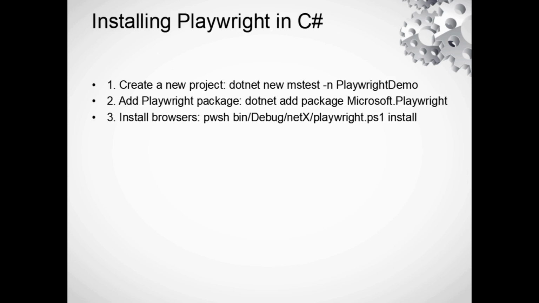So we can create a new project with these commands, like dotnet new mstest, Playwright demo, and we can add Playwright packages with these commands, and we can install browsers with the pwsh command. We can also use the NuGet package manager within Visual Studio to install Playwright.